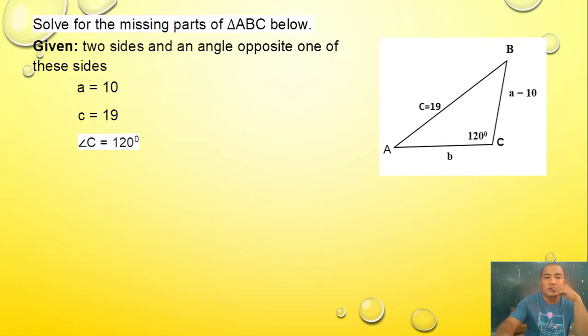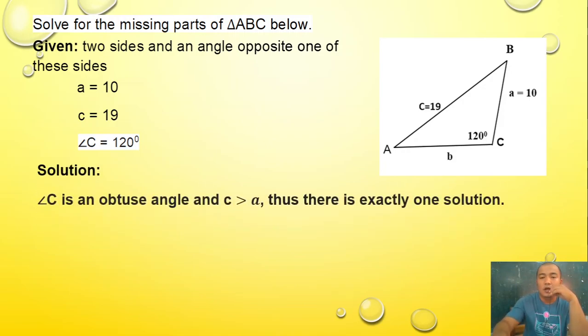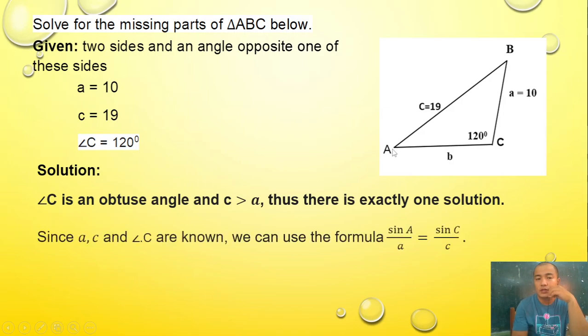Example 3, given two sides and an angle opposite one of these sides. Angle C is an obtuse angle, and the opposite side should be greater than the other given side. So there's exactly one solution for this. To solve for side a, side b and angle B, we use the law of sines.